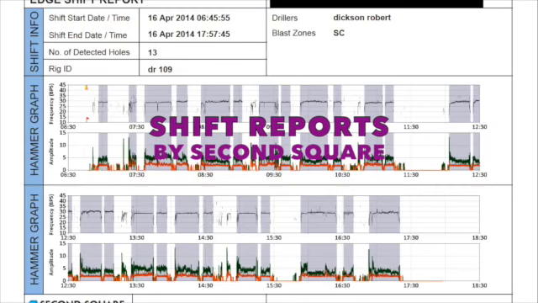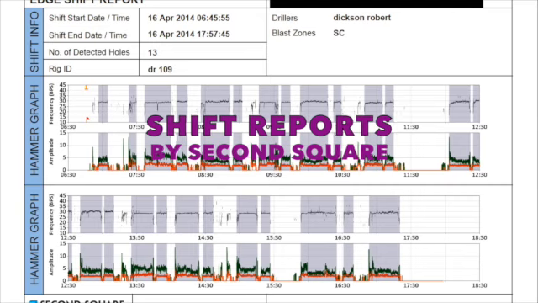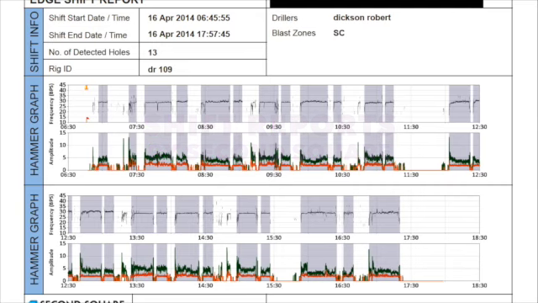This is a short video on how to interpret a shift report from a drilling and blasting operation. The shift report has two pages. The first page looks like in front of you. It has the registered start time when Edge was started for this shift and the end time when Edge was ended for the shift. In this case, it started 6:45 in the morning and ended just around 6 p.m. in the evening.